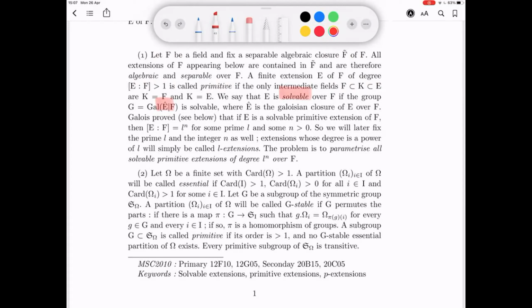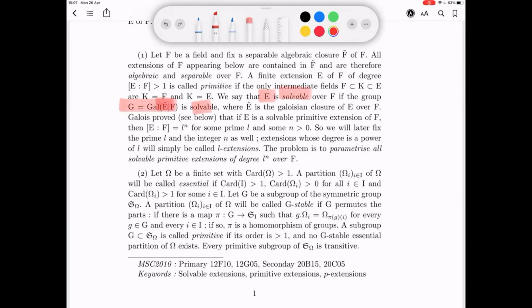And once you have a Galois extension, you have the Galois group G. Now, if that group is solvable, then we say that the extension E itself is solvable. That's something which we have already come across in the context of separable extensions of degree P.